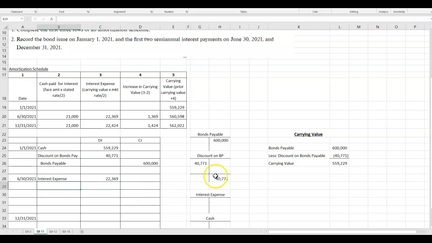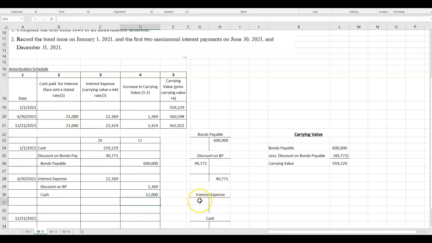We're going to reduce our discount. So we're going to credit discount on bonds payable, and we're going to credit that for the 1369. And we're also going to credit cash for the amount of cash that we paid, which was $21,000.